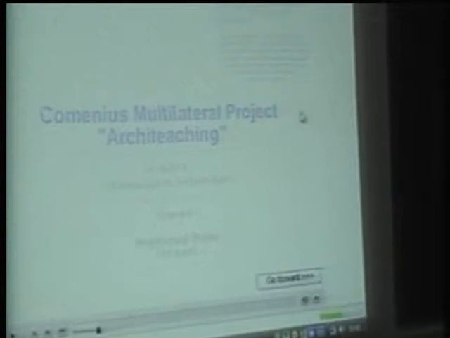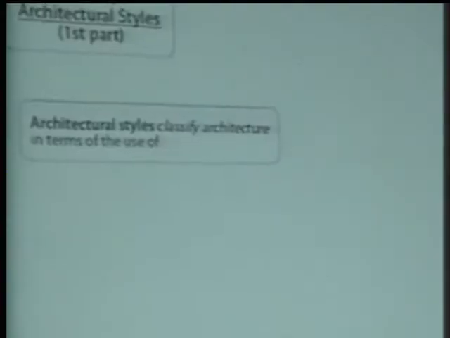Introduction to Architecture. Lesson. Classify architecture in terms of the use of form, techniques, materials, time period, region, and other stylistic influences.